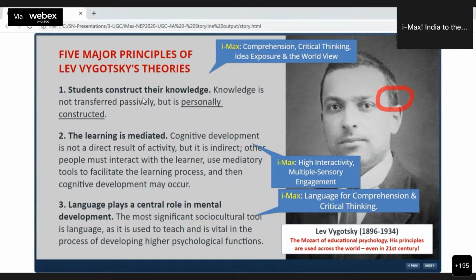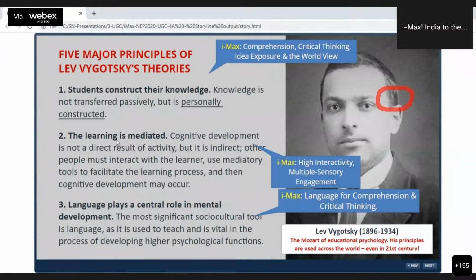The first point is students construct their knowledge. It means knowledge is not transferred passively but is personally constructed. That means when you have 60 students, all 60 students are going to construct their own knowledge. And their way of constructing that knowledge is based on their background, their past knowledge, and their thinking about the future or their learning ecosystem. Therefore, students construct their knowledge.